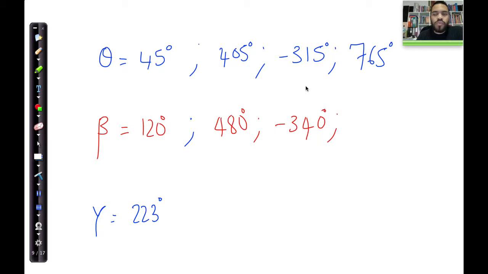So now, I want you to build on this. When you have coterminal angles, something you must know is that the ratio of the angle and the ratio of any angle coterminal to it, in other words, sine of 45 will be exactly the same as sine of 405, which will be exactly the same as sine of minus 315. Because they are coterminal, they're dealing with the same point.